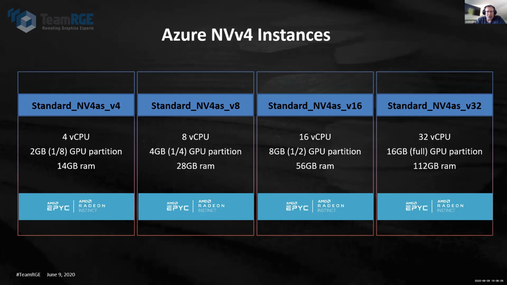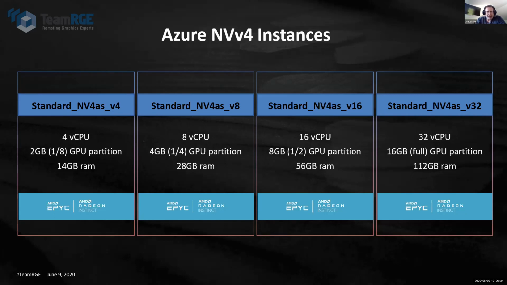So these are the four instance types and sizes that Azure offers with NVv4. They scale up from the smallest size, which is an eighth of a GPU, so it's a 2 gigabyte frame buffer, with 4 virtual CPUs and 14 gigabytes of RAM. And effectively, as we move up to the V4, the V8, the 16, and the 32, we're effectively doubling each of those numbers.